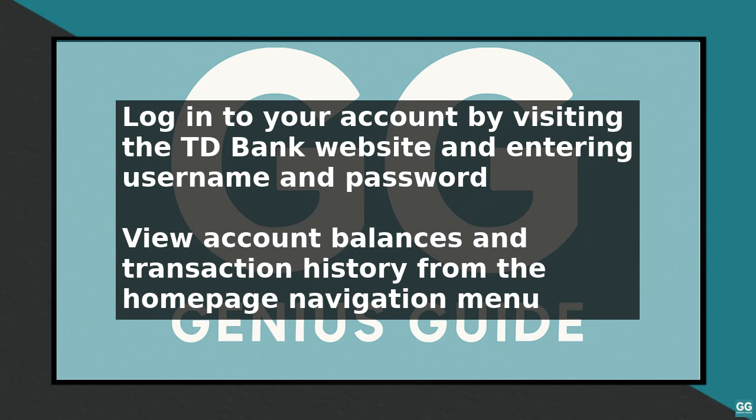You can also use the navigation menu to access various features such as bill pay, transfers, and account settings. To pay a bill, simply click on the Bill Pay tab and enter the payee information. You can also set up recurring payments for regular bills such as rent or mortgage.